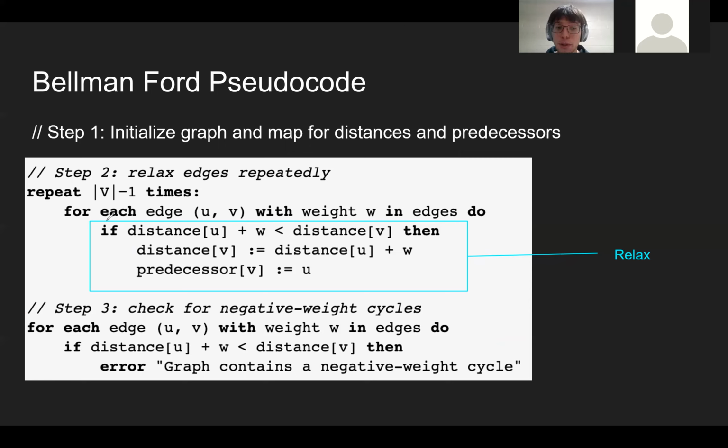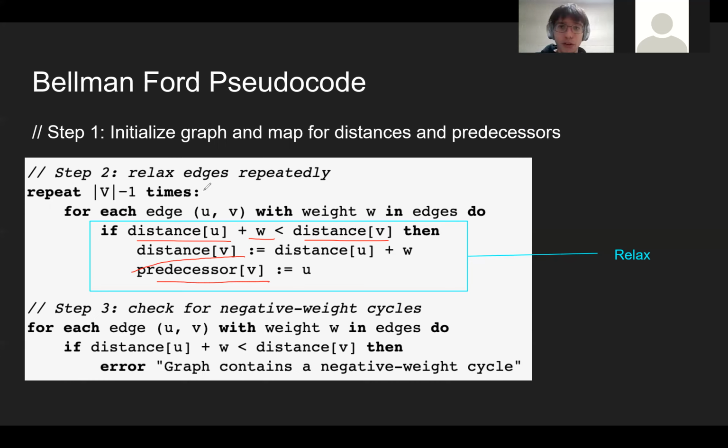And for the v-1 times, for each edge, we have to relax it, right? We have to relax every edge. So if the distance to u plus the distance between u and all the other things it's connected to is less than just the distance to each of the things it's connected to, then just like with Dijkstra's, we update the distance that thing has, and we also update its predecessor. And we're doing this v-1 times.